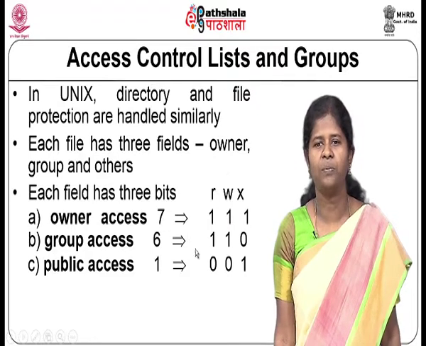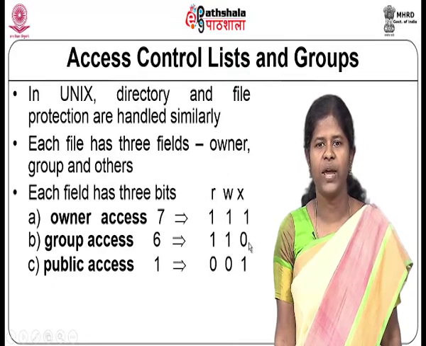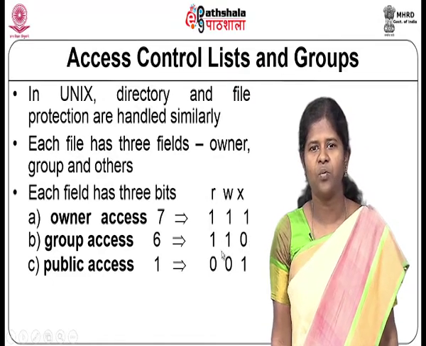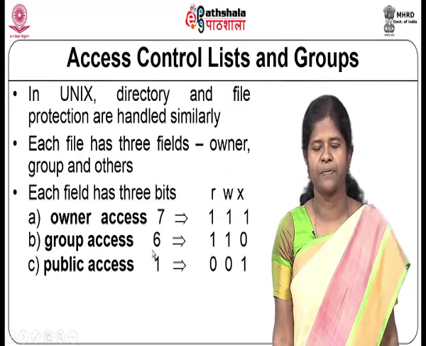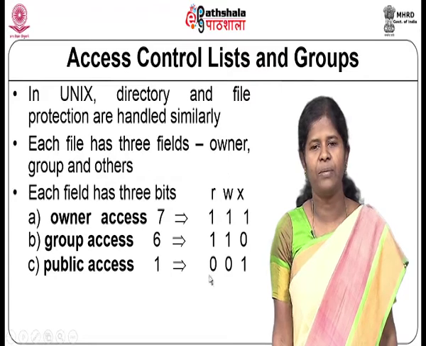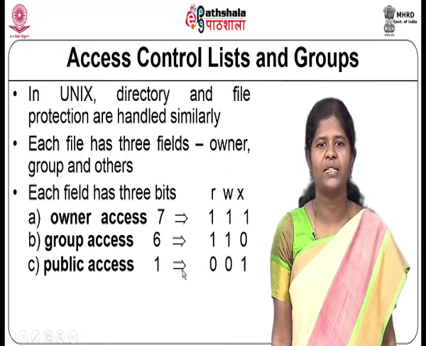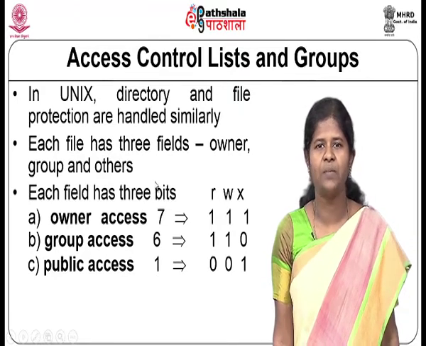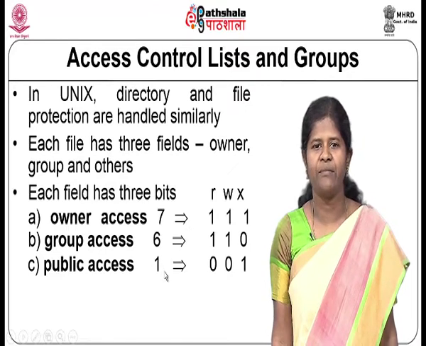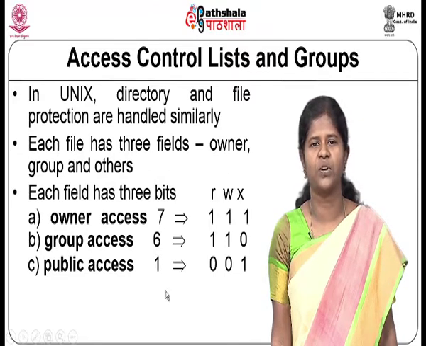Suppose the group is provided read and write permissions, but no execute permissions. The mode bit here will be 110, which corresponds to 6. Then for the public you have only execute permission, and hence the mode bit is just 1. So if you look at the access permission word, it will be 761: 7 corresponding to owner, 6 corresponding to group, and 1 corresponding to public.